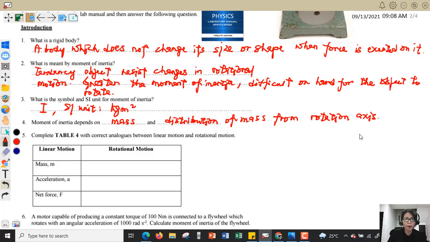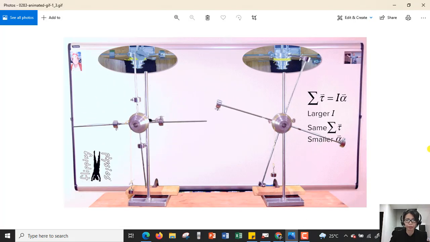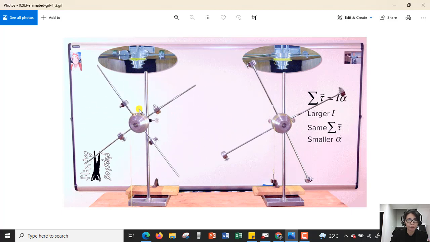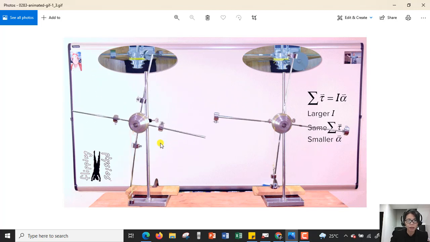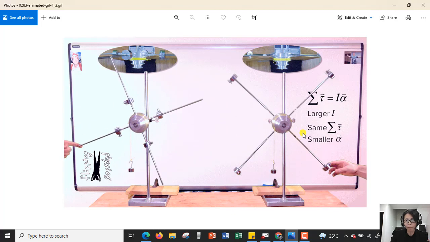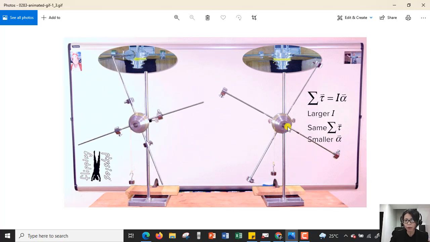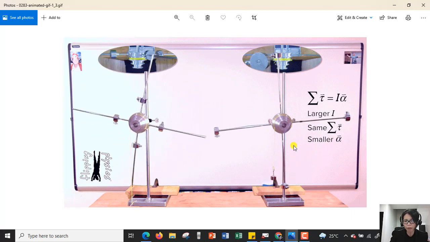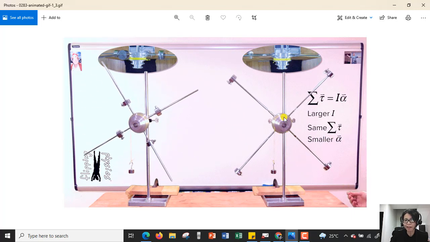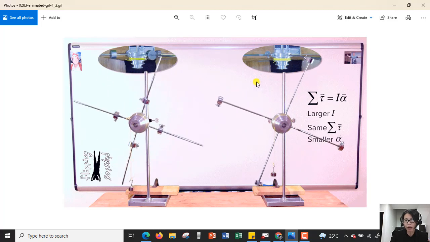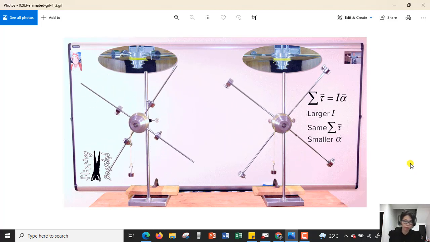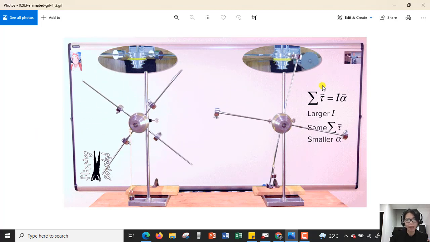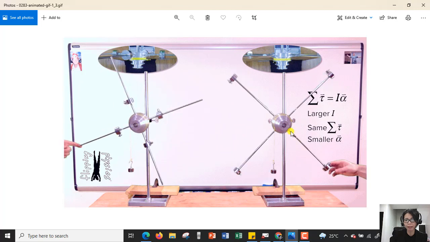So, this is what we mean by the statement in question 4. Let me show you. You might refer to these two pictures. For the first one, the mass is closer to the axis of rotation, and we find that this system can rotate faster compared to the one on our right side. On the right side, the mass is further away from the axis of rotation, so it has a greater or larger moment of inertia, and we find that the object is hard to rotate. So, whether an object is easy or hard to rotate depends on the moment of inertia, and the moment of inertia depends on the mass and also the distribution of mass from the axis of rotation.